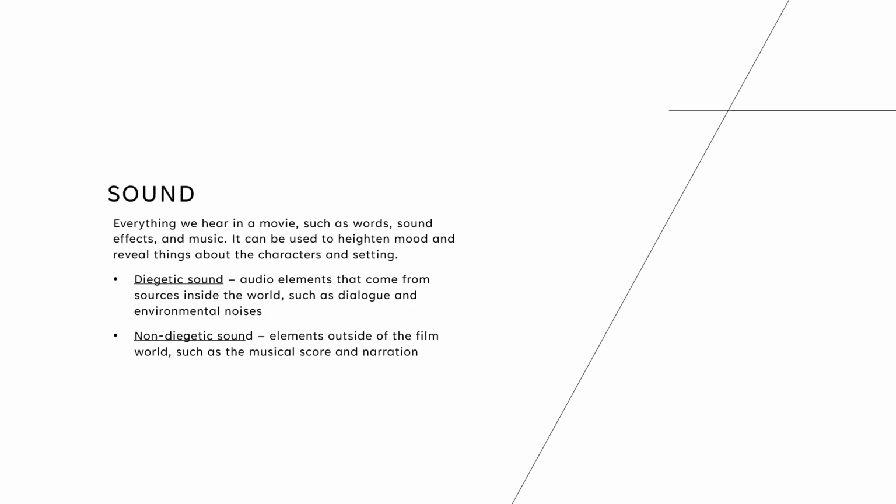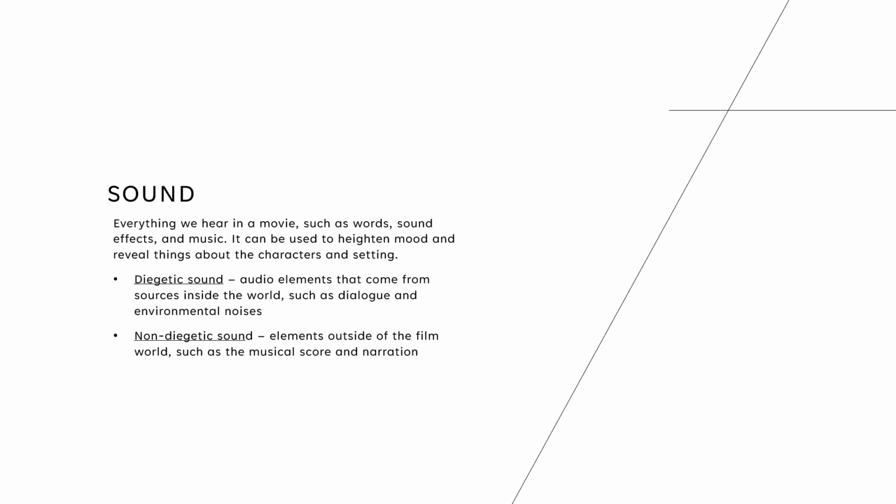In this video, we'll be looking at film sound. So sound is everything that we hear in a movie, such as words, sound effects, and music. There are two types of sound. There's diegetic sound. These are audio elements that come from sources inside the world of the film, such as dialogue and environmental noises. And then there is non-diegetic sound. These are elements that come from outside the world of the film, such as the musical score and the voiceover.